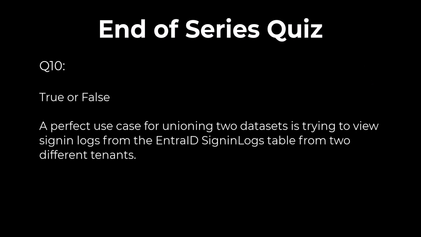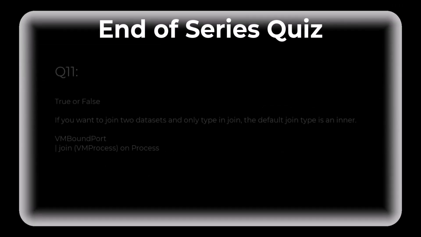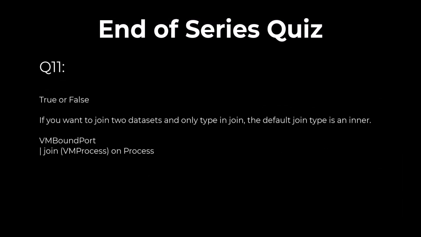The answer is true. A great use case for a union is using the same table schema and format associated with two different environments so that all the fields align. Question 11. True or false? If you want to join two datasets and only type in join, the default join type is an inner.